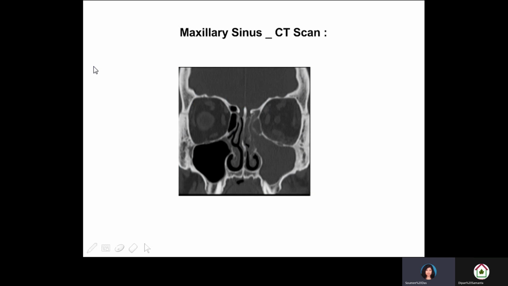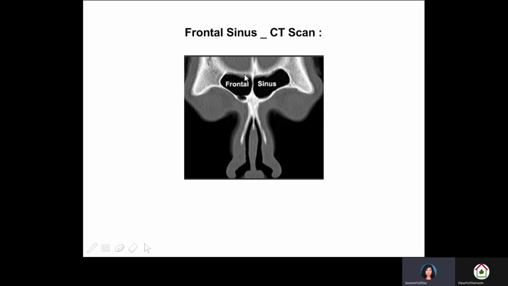Next is maxillary sinus. In this radiograph, or this CT scan view, we can appreciate the maxillary sinus well. This is the maxillary sinus, this one and this one. These are the frontal sinuses. This is an enhanced CT, and here we can very precisely see the two halves of the frontal sinus. This is the left half, this is the right half. This is the nasal septum.